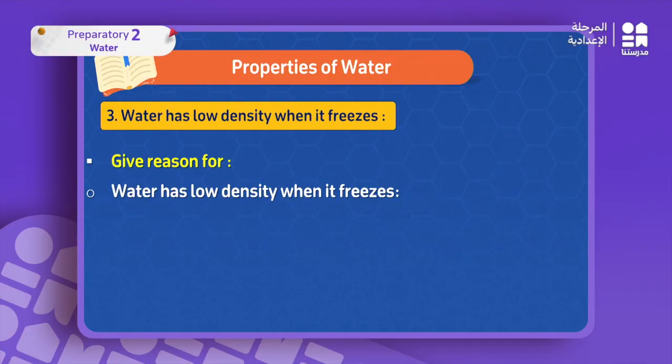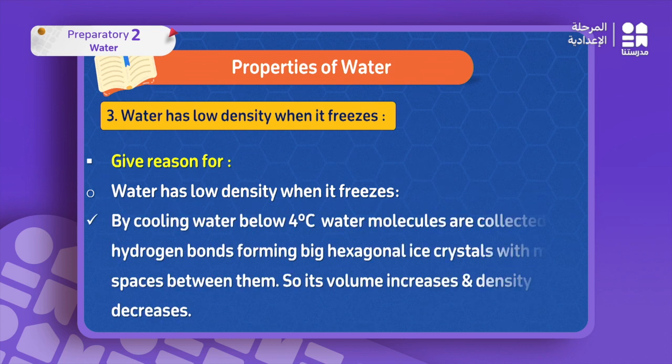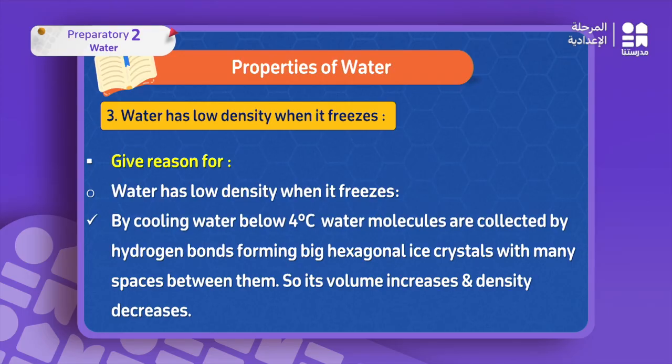بيجيني give reason question بيقول لي water has low density when it freezes. أرد أقول له إيه؟ What is the reason behind this action؟ أقول له because by cooling water below 4 degrees water molecules are collected, are fixed by hydrogen bonds forming big hexagonal ice crystals، تعمل crystals كده بشيب hexagonal shape which contain many spaces between them, so its volume increases and the density decreases.